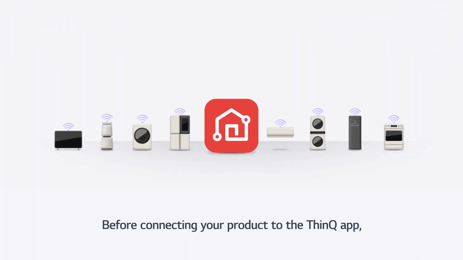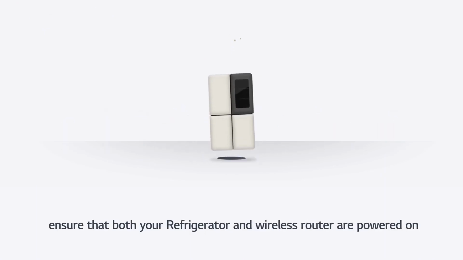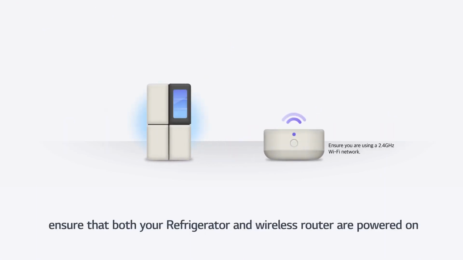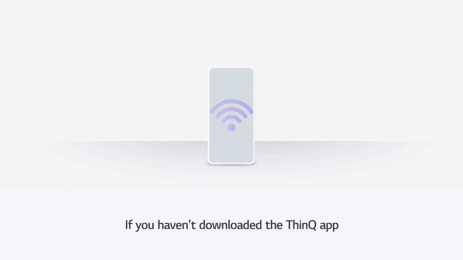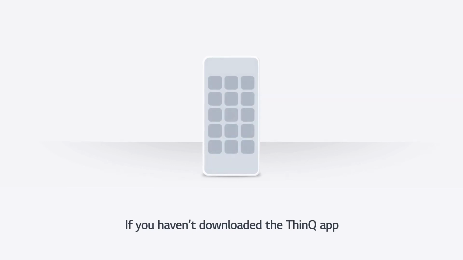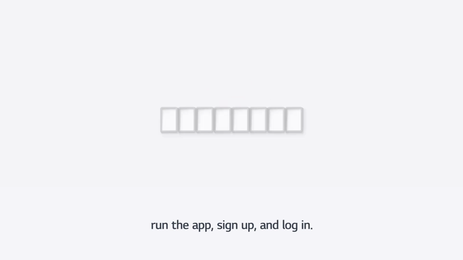Before connecting your product to the ThinQ app, ensure that both your refrigerator and wireless router are powered on, and connect your mobile device to Wi-Fi. If you haven't downloaded the ThinQ app, download it from the Google Play Store. Run the app, sign up, and log in.